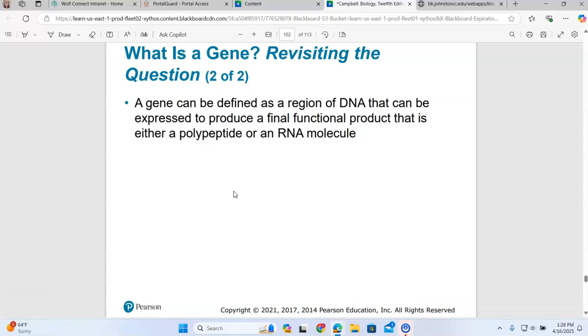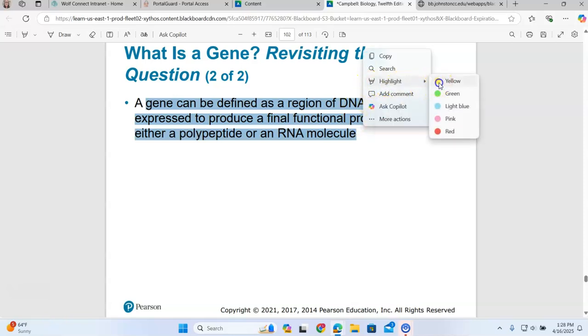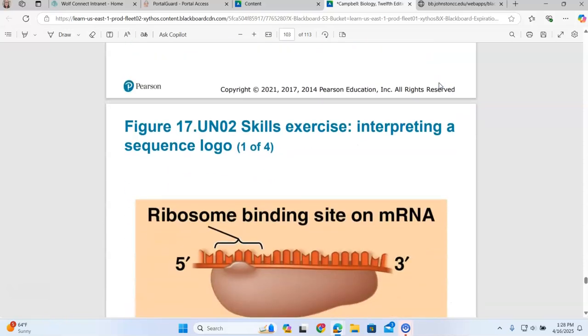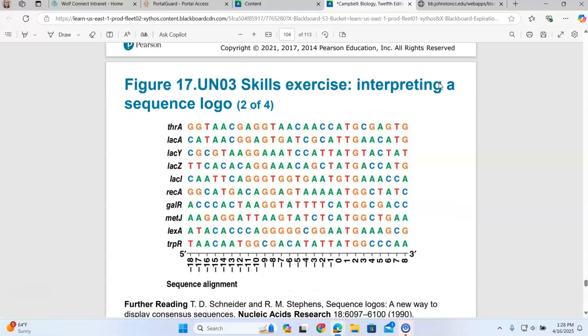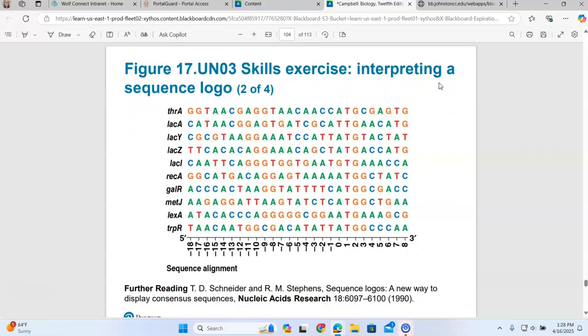So a gene, going back to the definition, is a region of DNA that can be expressed to produce a final product that is either a polypeptide or an RNA molecule, which we haven't talked about yet. And here is just a skills exercise, interpreting a sequence logo.